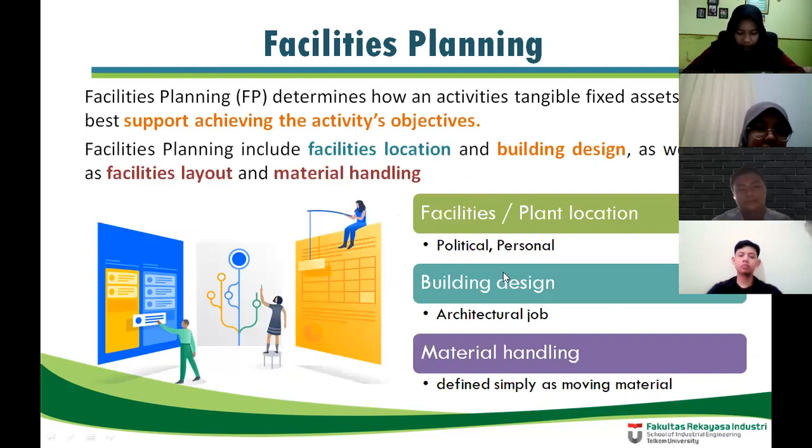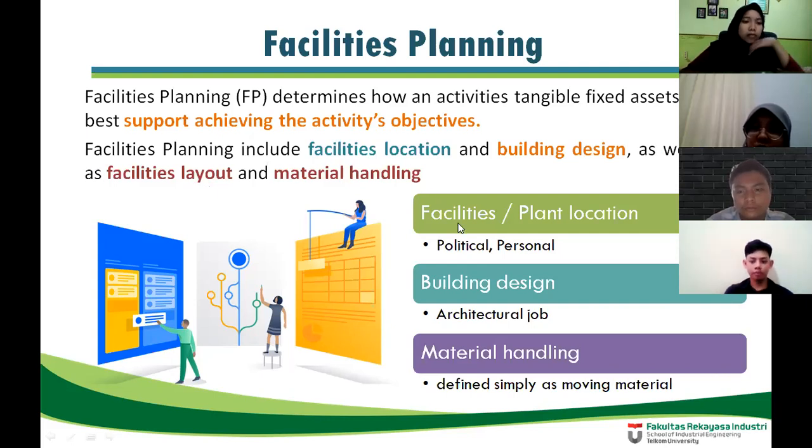So facility planning determines how an activity's tangible fixed assets support the activities in achieving the objective. Facility planning itself consists of three things: finding the right location, designing the building or the tangible asset, and also the interaction of the material. Designing, location, and also material handling. Designing means we design the system and also design the layout.